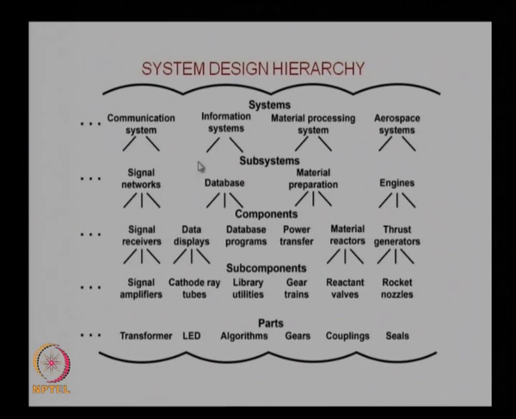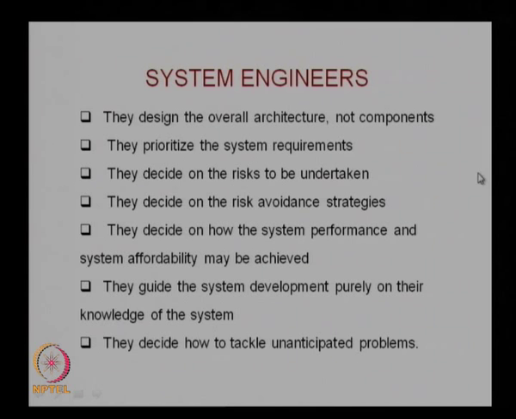And you can say that a communication system can be a system on its own merits. Then there are information systems, material processing systems, aerospace systems. So these are all the top level systems, and of course when you use these systems for another system, then they become subsystems of that major system, like an air defense system. If you take that as the main system, then communication, information, material processing, all this becomes the subsystems of the main system. So that was about the system in general.